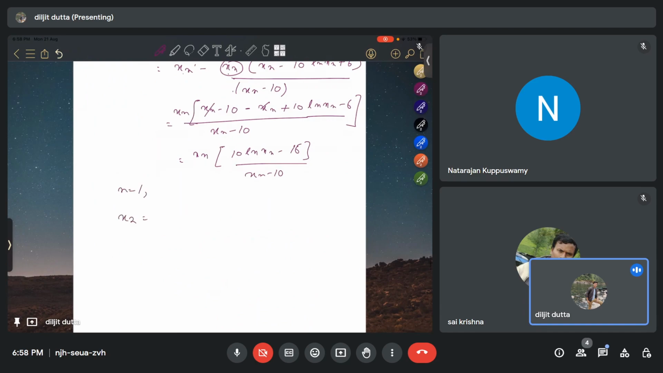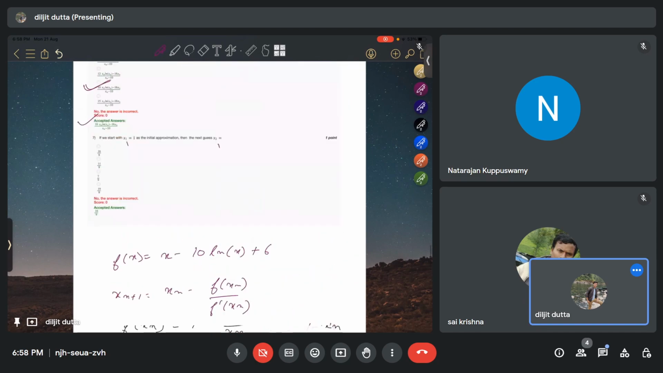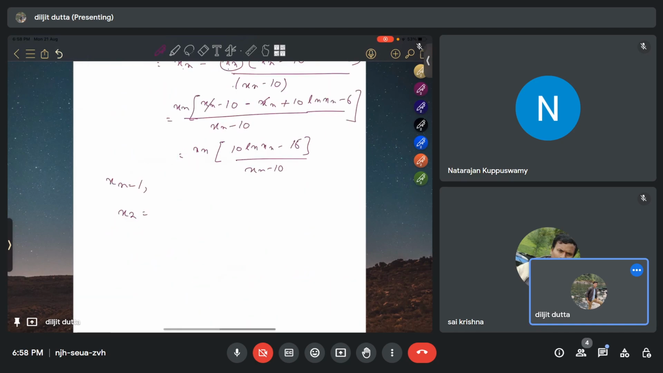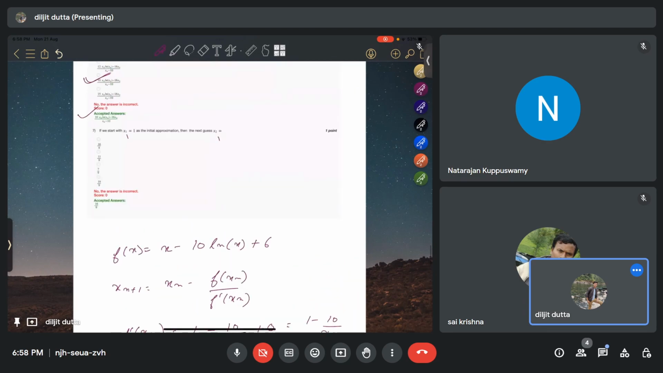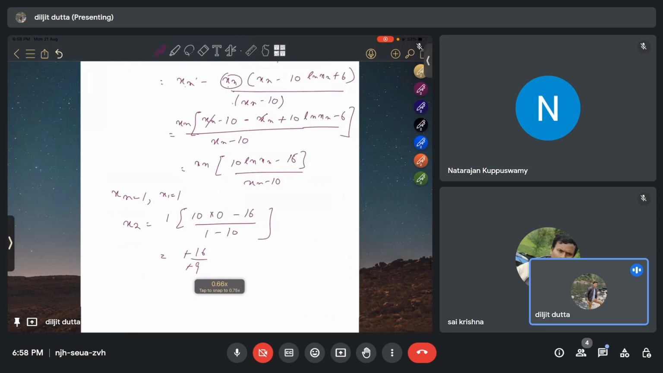So x2 will be how much? xn, that is x1, is equal to 1. So in place of xn, we will put 1. 10 into log of 1 is 0, minus 16 divided by 1 minus 10 is equal to minus 16 by minus 9. So it will be 16 by 9, the first option. It's just substituting the values in the formula, that's all.